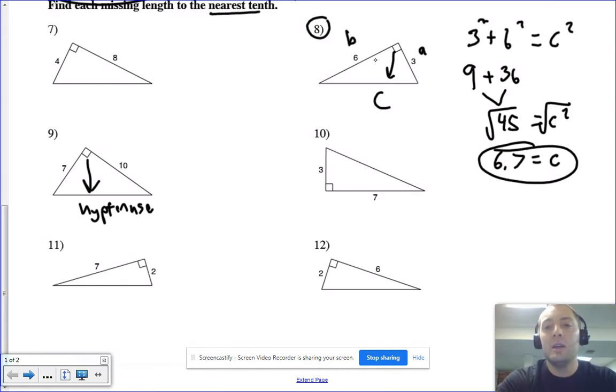And if you look at the triangle, it looks like C should be a little bit bigger than the other, the B. So that is a little bit bigger. That's perfect.